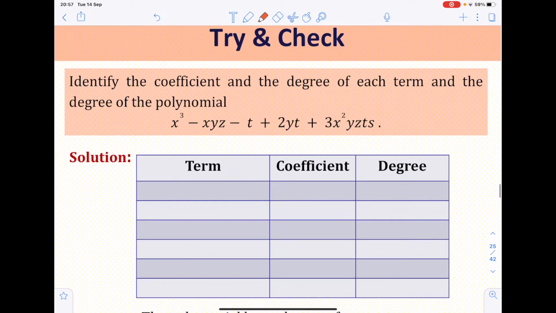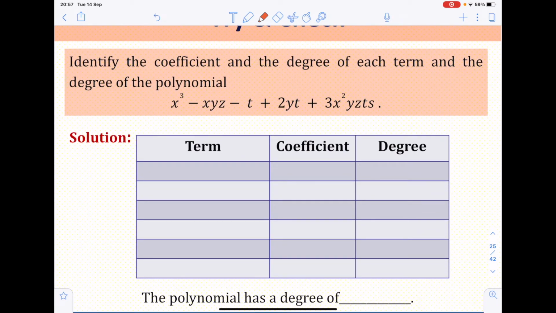So let's try and check this example, the same things. I will first write the terms. The first one is x to the power 3. The second one is negative xyz. Then here negative t. Then this 2yt, 3x squared yzts. What is the coefficient? For the first one it is 1. The second one is negative 1. And here is negative 1. Here 2. And here is 3.